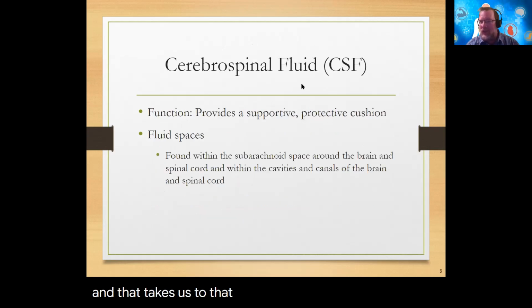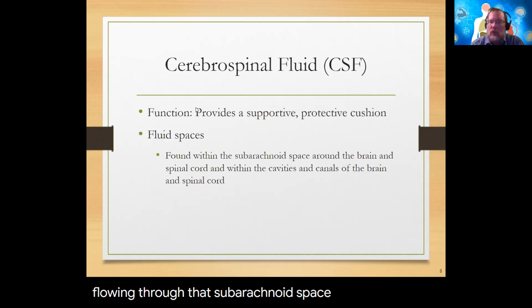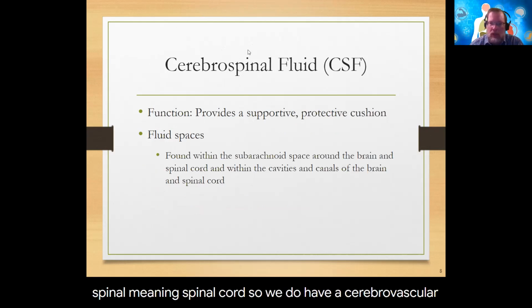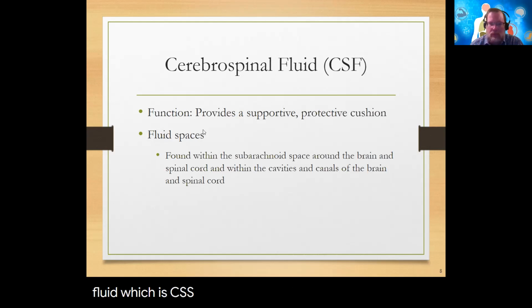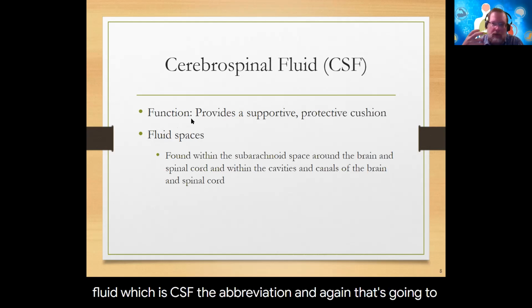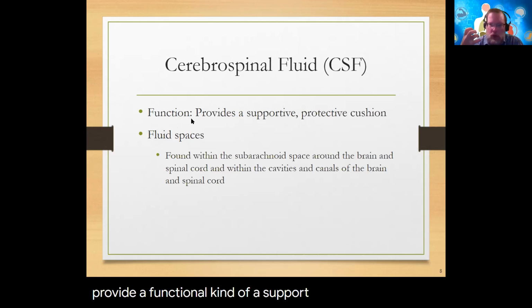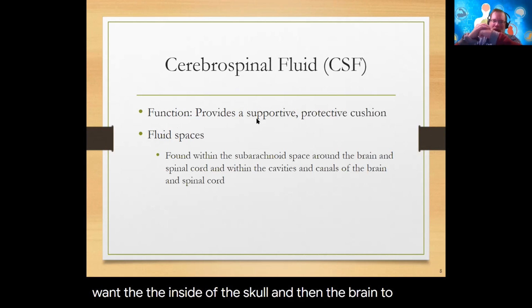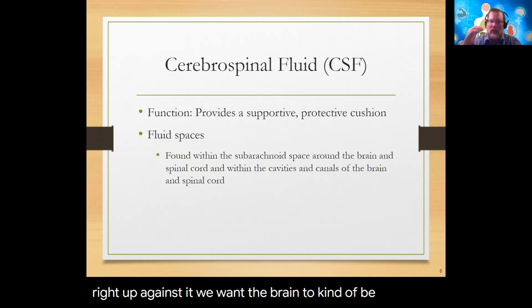And that takes us to that fluid I mentioned earlier that's flowing through that subarachnoid space called the cerebrospinal fluid, cerebro meaning cerebrum or the brain, and spinal meaning spinal cord. So we do have a cerebrospinal fluid, which is CSF, the abbreviation. And again, that's going to provide a functional, supportive cushion for the brain and spinal cord. So in essence, our brain and spinal cord are kind of floating in this fluid, which is nice. We don't want the inside of the skull and the brain to be right up against it. We want the brain to kind of be floating a little bit inside of the cranial cavity.